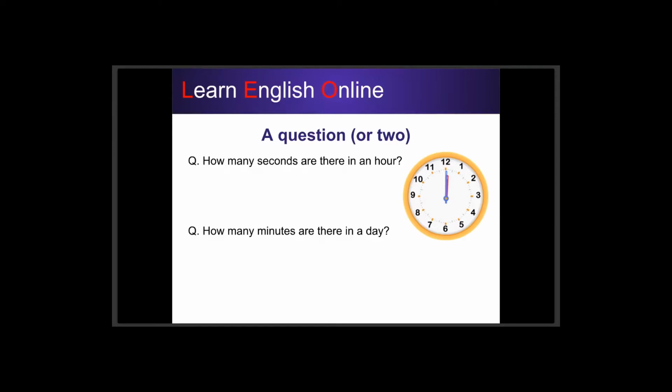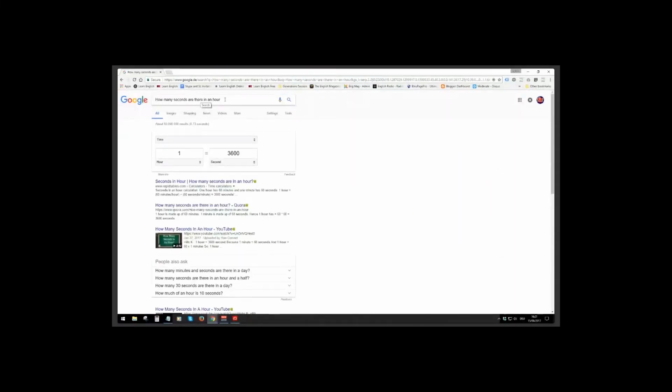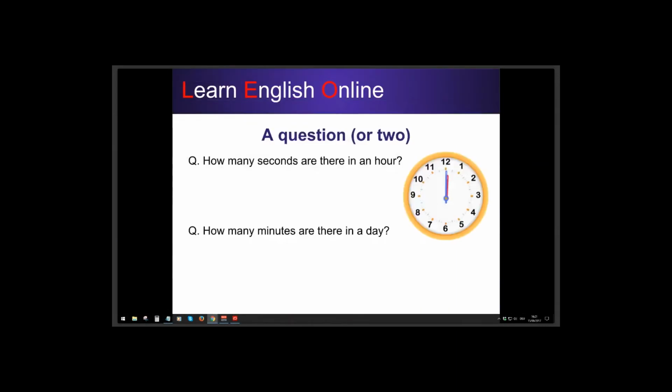So you can ask Google now, how many seconds are there in an hour? And Google will tell you. There's Google. How many seconds are there in an hour? Oh, I should put a question mark. So 1 hour equals 3,600 seconds. How many minutes are there in a day? Ask Google. One day, 1,440 minutes. You can ask Google anything.